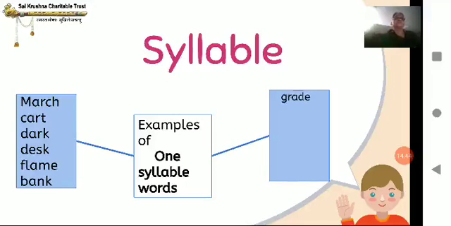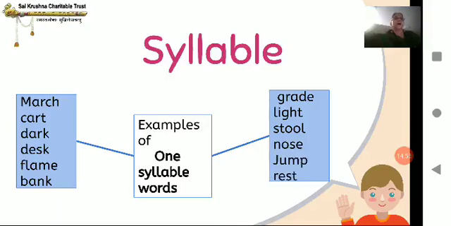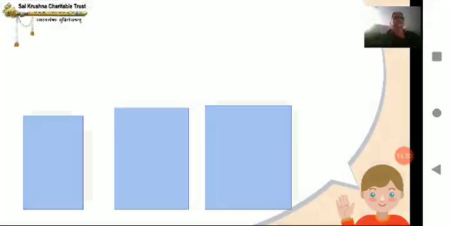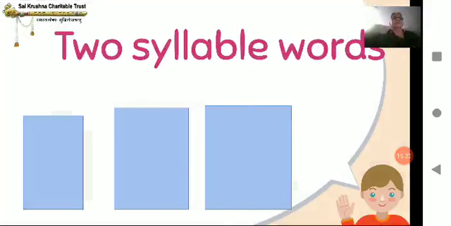You have got grade, light, grade has got 2 vowels. Stool, nose has 2 again, jump and rest. Now if you see, except for nose and grade, all the others have one, and flame also. All the others are 1 syllable words. So march, cart, dark, desk, bank, light, stool, jump, rest. All these are single syllable words. Is that clear, children? We move on to the next, 2 syllable words.